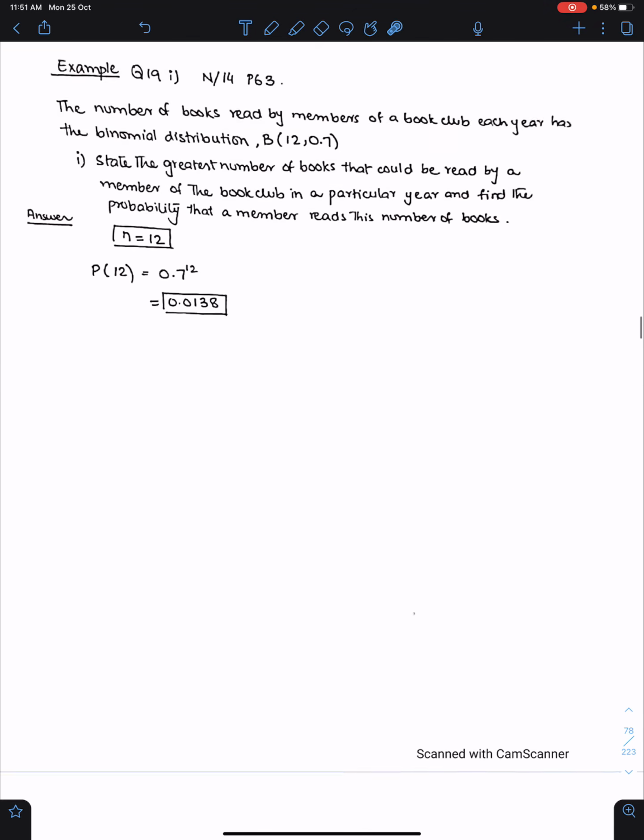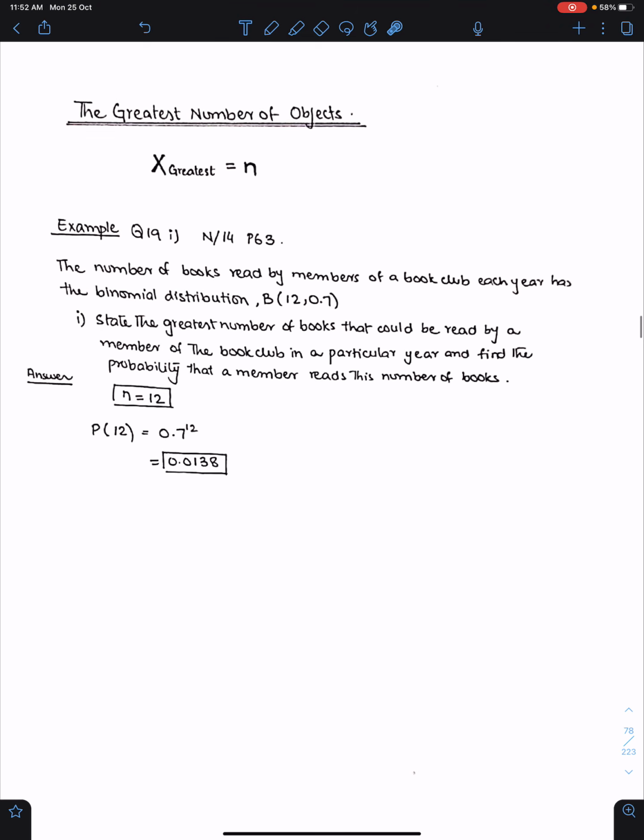This is the last concept of this binomial distribution lecture and topic: the greatest number of objects. Remember, whenever they ask for the greatest number of objects, the answer is always n. This is the example of this concept.